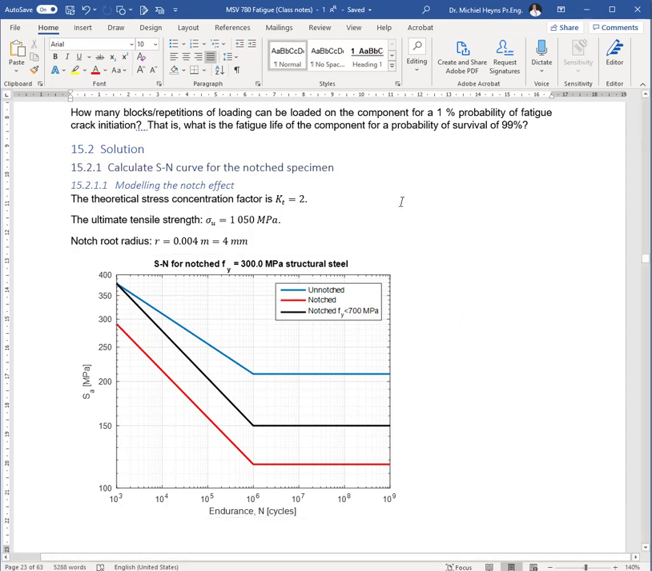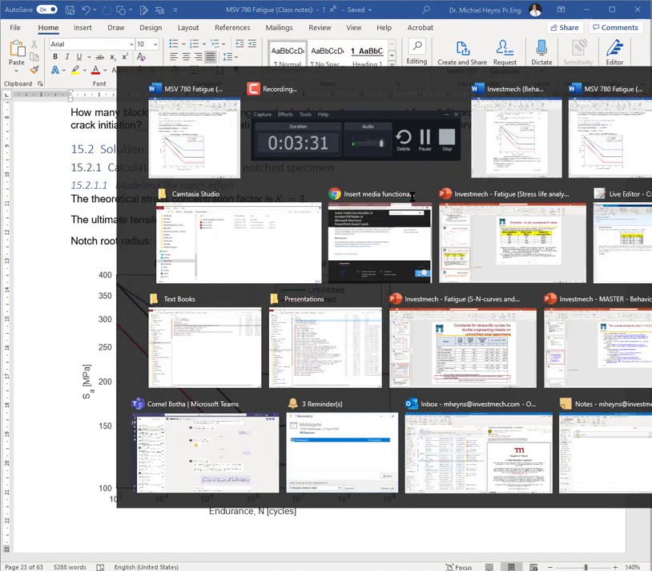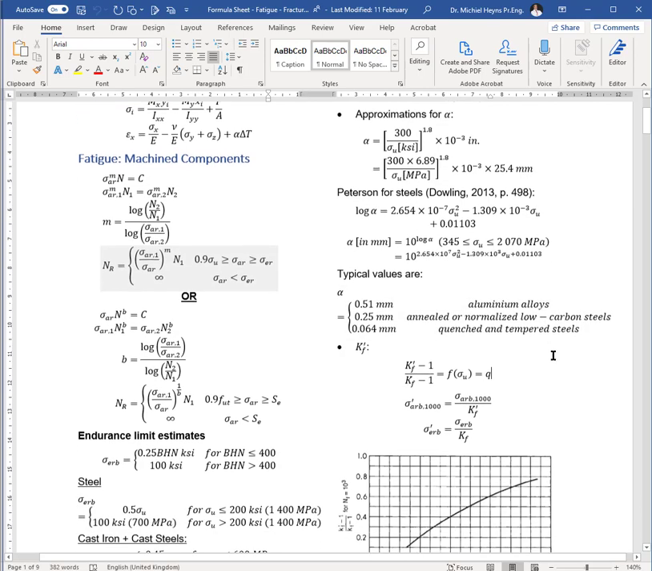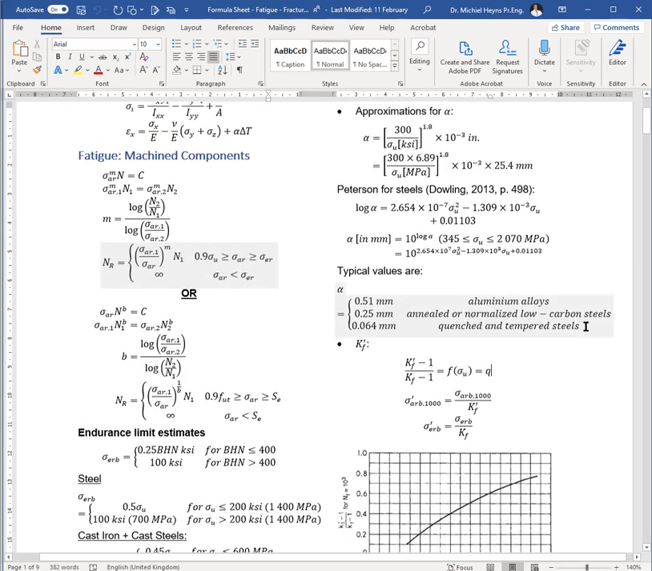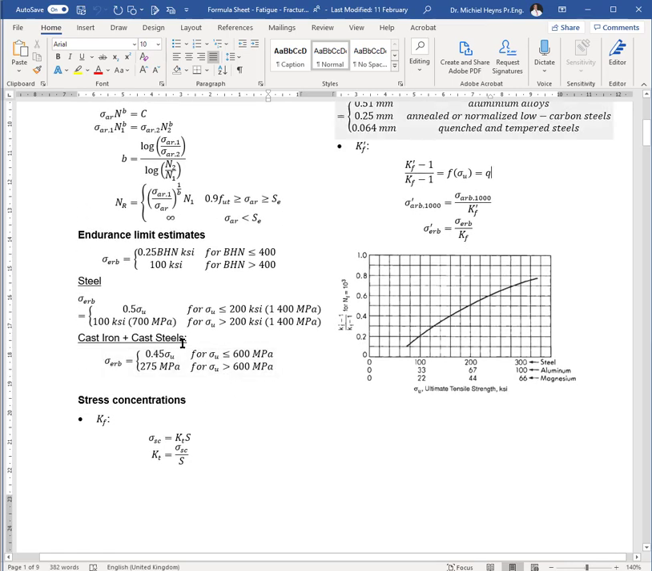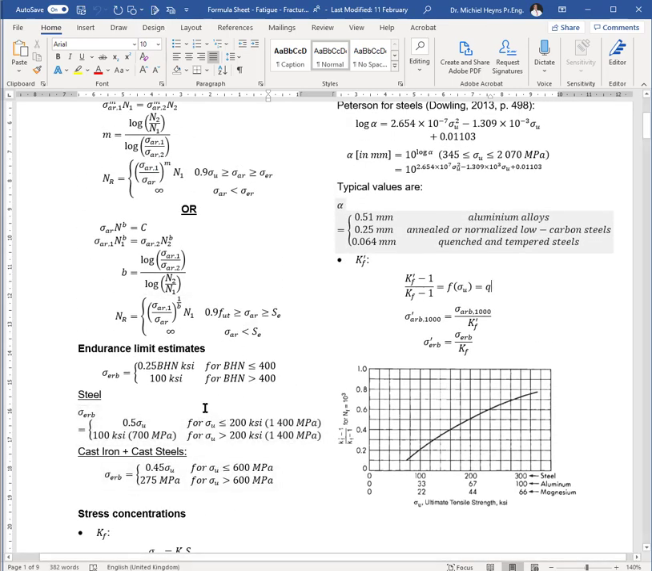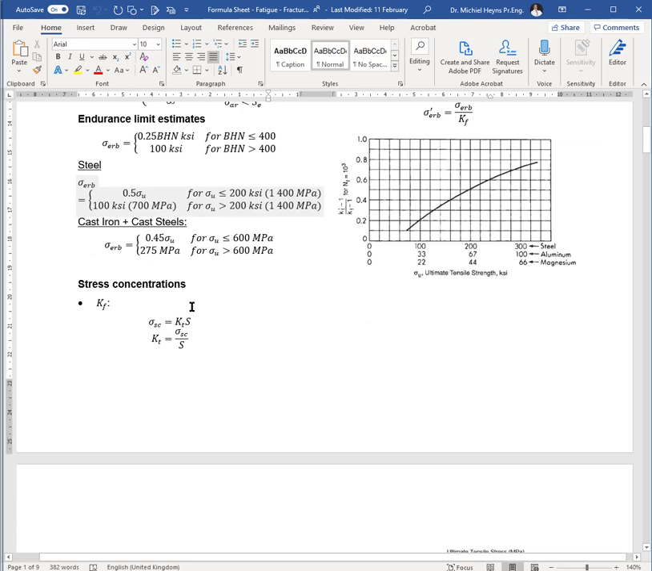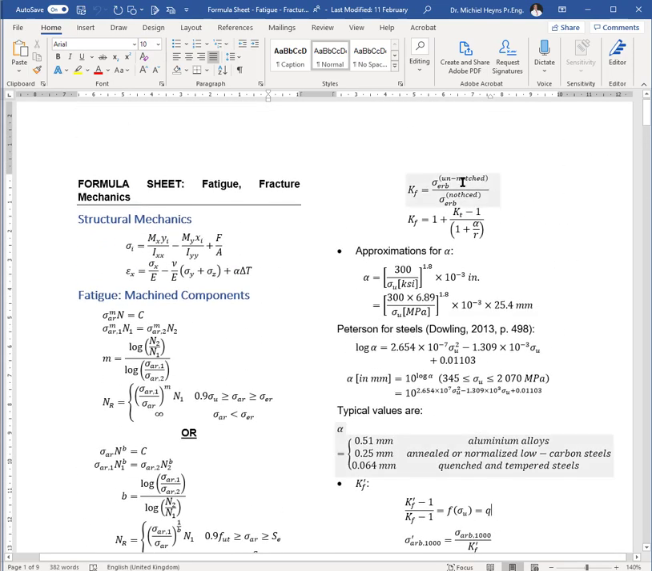If we go back to our notes, the equations are as follows, our formula sheet. Our formula sheet gives the following equations. It says the fatigue notch factor, Kf, is given by this equation here. And then we have these approximations for alpha in the equation. Now we're going to work with millimeters, so we're going to use that approximation.